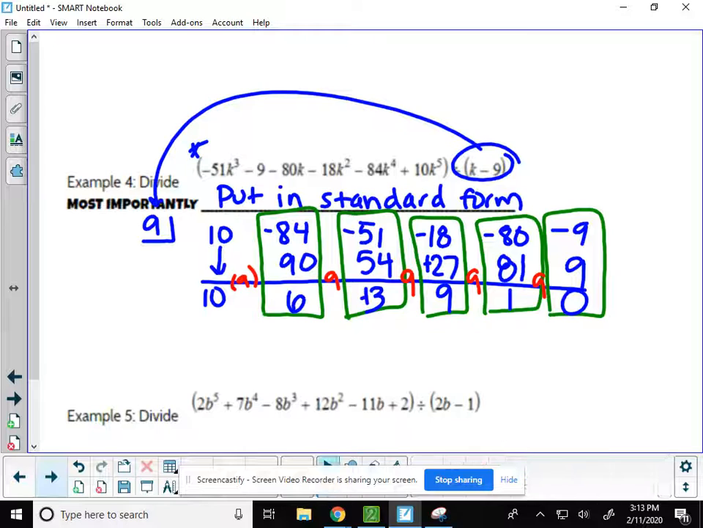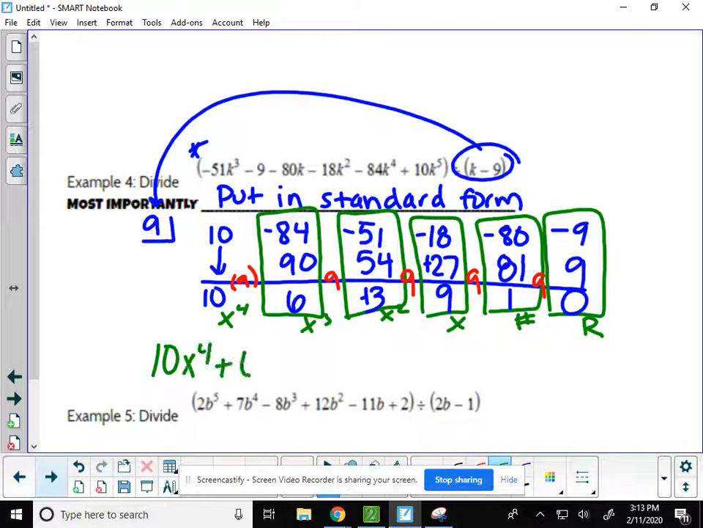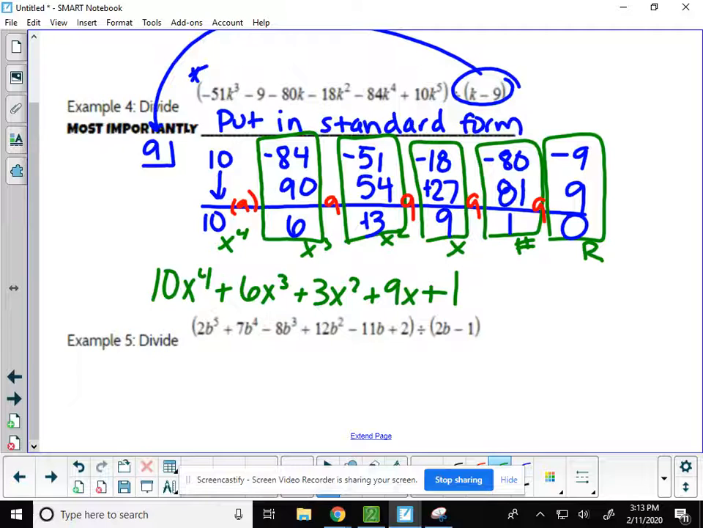Okay, so when you're putting your answer together, this is my remainder. So you have a remainder of 0. Then our number, then x squared, x to the third, x to the fourth. So your answer is 10x to the fourth plus 6x cubed plus 3x squared plus 9x plus 1. All right, so now let's look at one more of these.